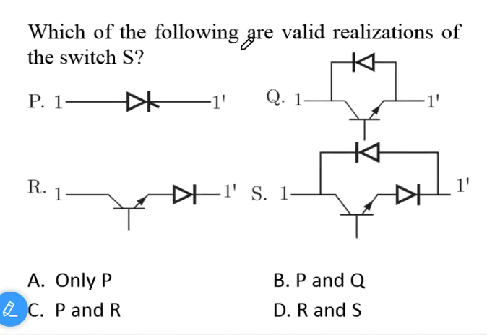Which of the following are valid realizations of the switch S? There are four switches: P, Q, R, and S. P is an SCR. Q is a BJT in parallel with a diode. R is a BJT in series with a diode. S is a BJT and there are two diode combinations. One is a series combination, the other one is a parallel combination. Let us look into the first case. Now, this is a semi-controlled switch.